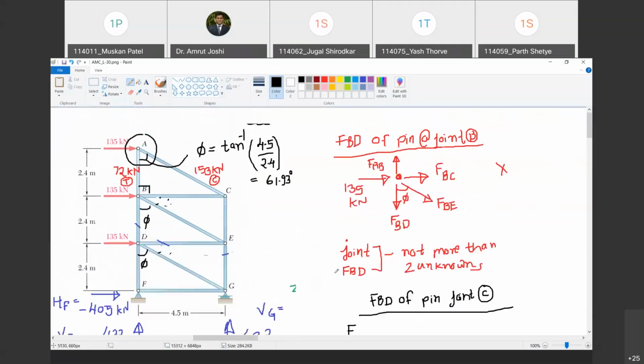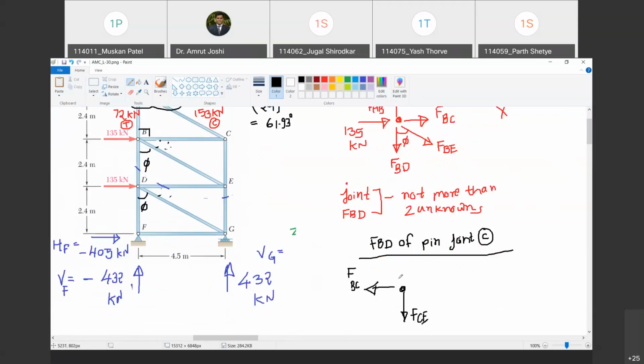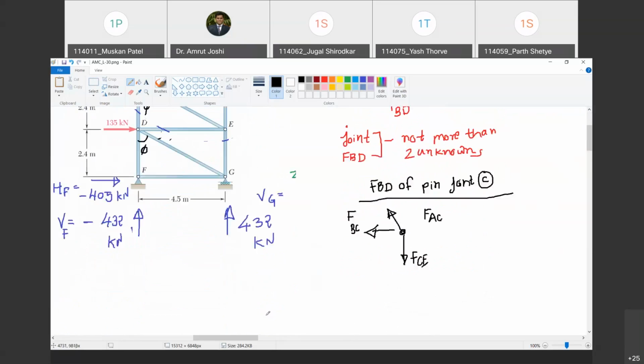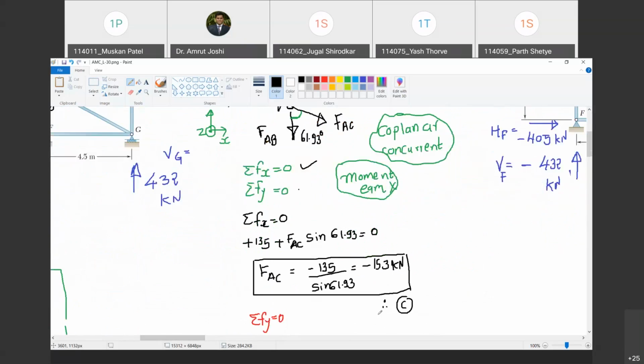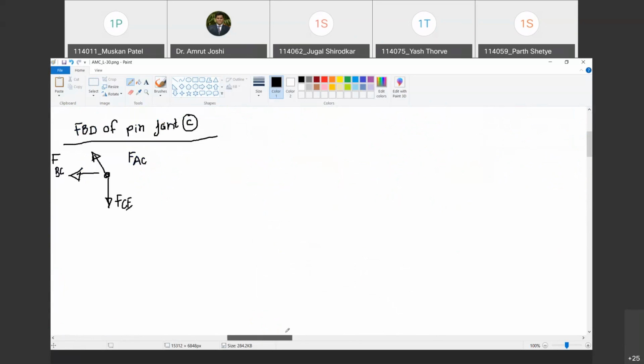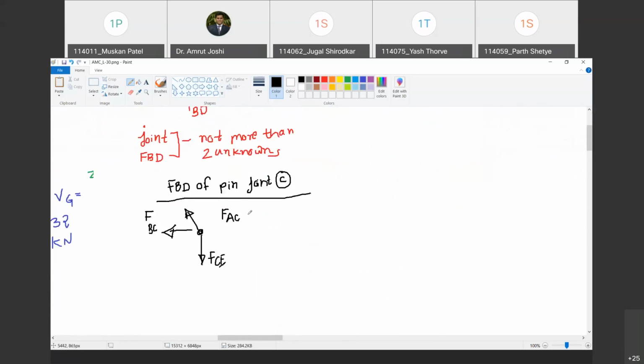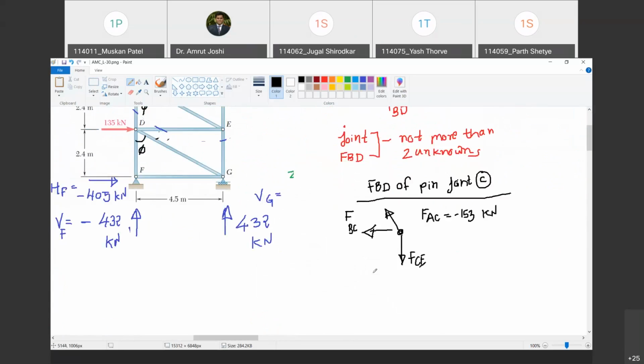What else is remaining? Force in member AC. I assume that it is in tension, so it must be pulling the joint C. So I have still shown it as pulling. Do you agree with me? Yes, sir. FAC. But while writing down its magnitude, I am going to borrow that magnitude from the previous step. So it is minus 153. Happy? Yes, sir. So this minus 153 will take care of its compressive nature. Are you with me? In the free body diagram, I have to show only tensile.